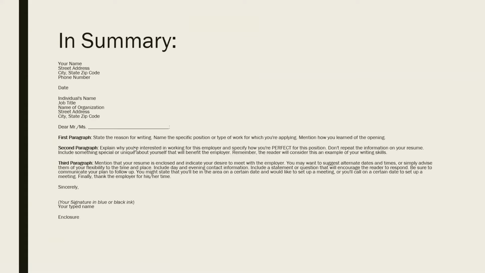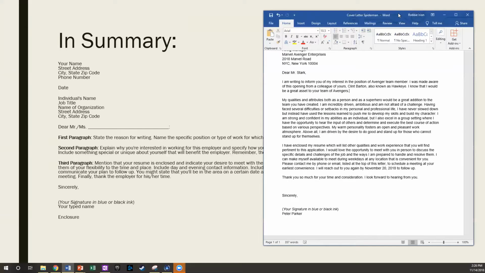Our second paragraph, you've got to say why you're interested in working there and how you are perfect for this position. Don't just repeat the information on your resume, but tell them something special or unique about yourself that's going to benefit the employer. Also, remember, they're thinking of this as an example of your writing skills. You're showing them how intelligent you are and how well you can write. Employers want somebody that can write really well. No matter what the position is, that's usually an important piece. And again, that just means you've got to check it over and proofread it and do your best.